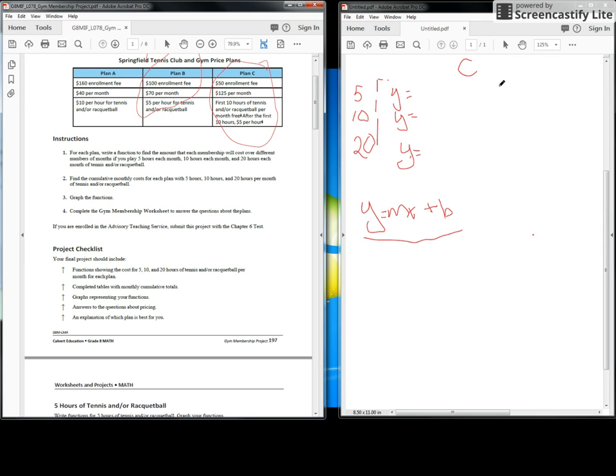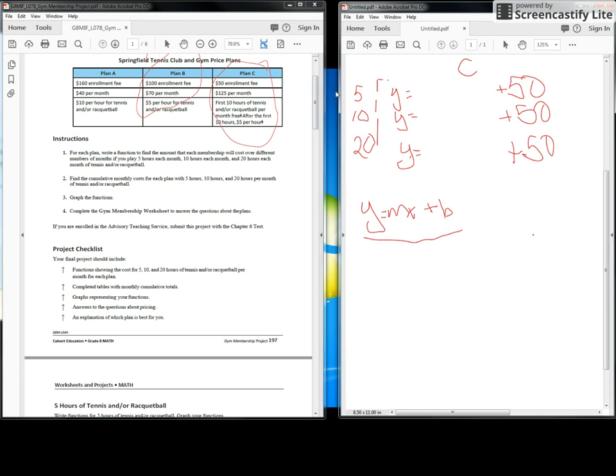Y equals, and then the plus at the end is going to be for the plus 50 every month, because 50 was the enrollment fee. So under all three scenarios of how much you like racquetball and tennis, you're always going to end with plus 50.